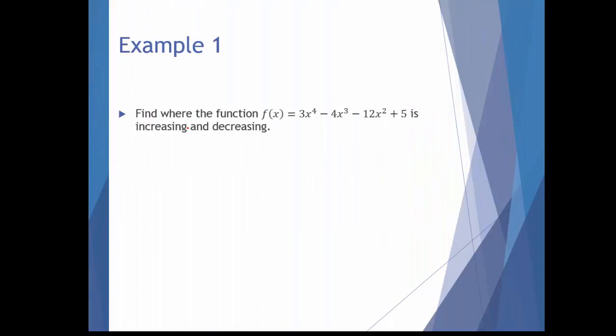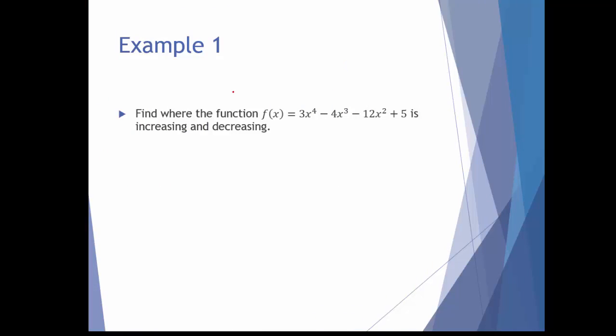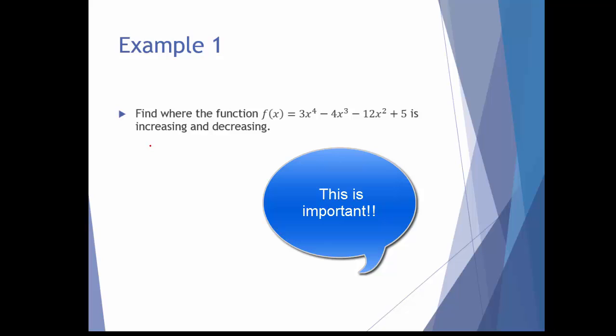Find where the function f of x equals 3x to the fourth minus 4x cubed minus 12x squared plus 5 is increasing and decreasing. Okay? So we're going to take a look at where it's increasing or decreasing by examining the sign of the first derivative. If the first derivative is positive, then this function should be increasing. If the first derivative is negative, then this function should be decreasing.